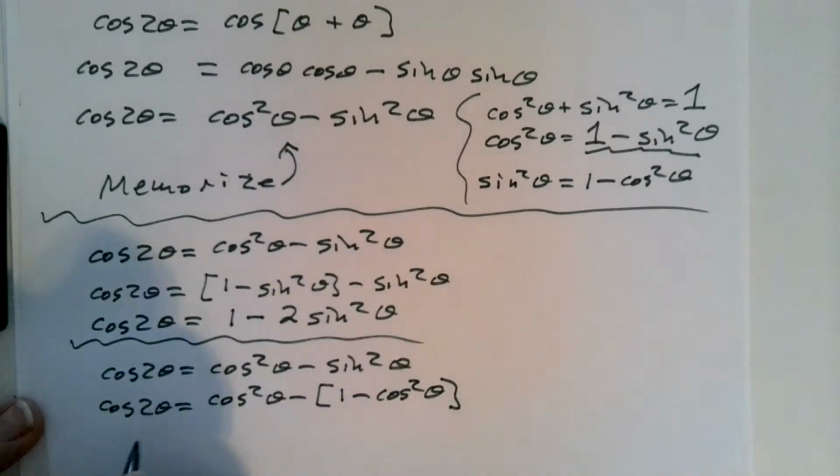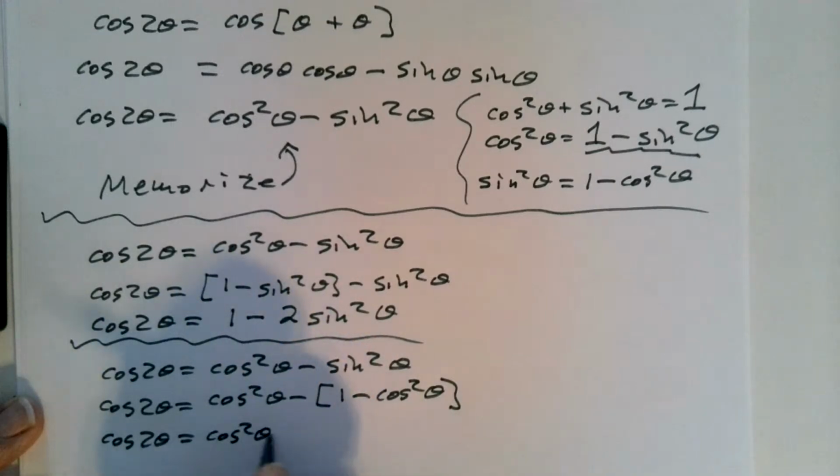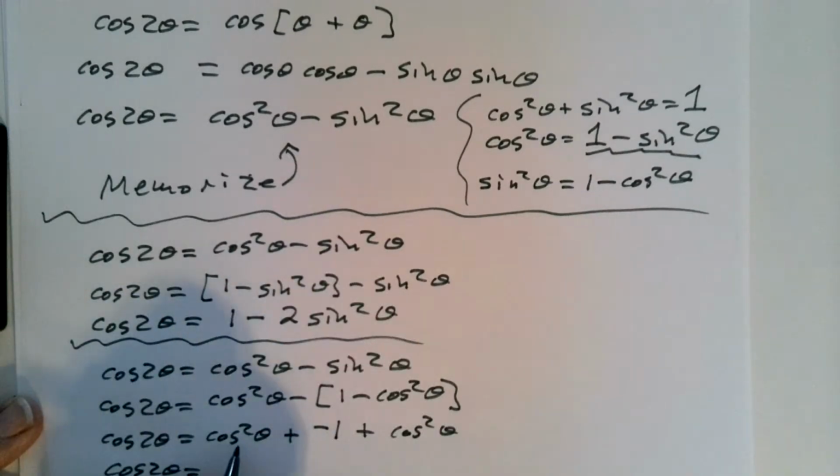What is that going to give me? Cos 2 theta is cos squared minus negative cos squared. So let's distribute this. Cos squared theta, change that to plus, and then change the sign. Cos 2 theta is cos squared plus cos squared, which is 2 cos squared theta minus 1.